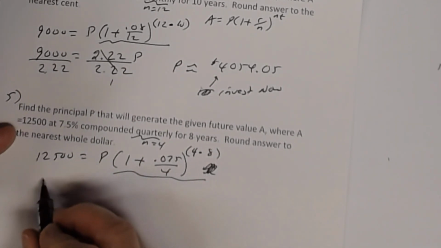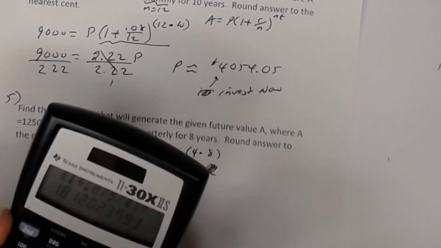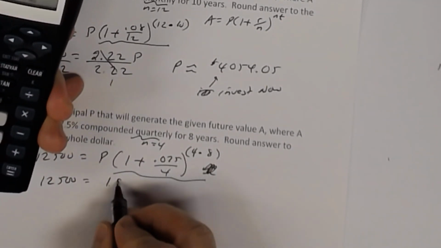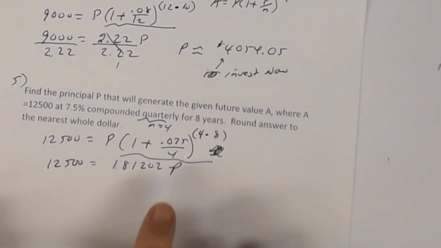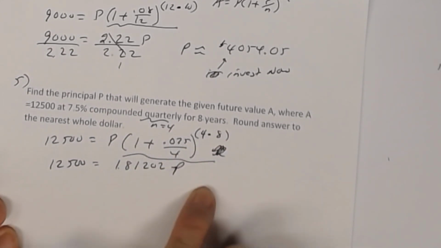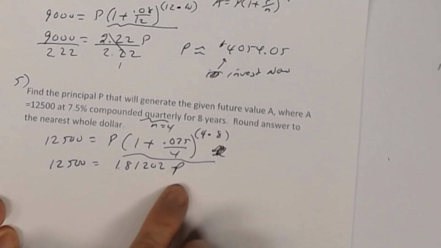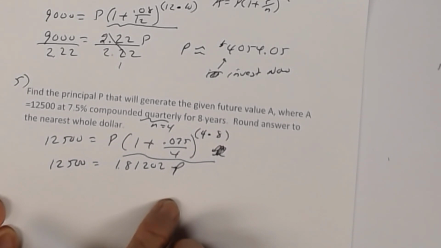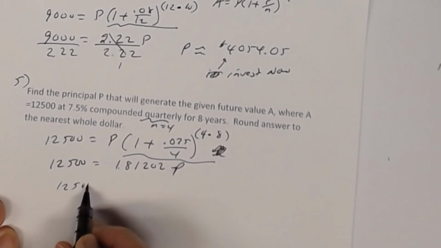Okay, so I'm going to say this: 12,500 equals, and then I'm going to rewrite this part as 1.81202 times p. The more digits you have, the better your approximation for p. The more digits you have here, the better your approximation for t. So if you had just used 2, then that would not be a very good approximation. All right, so then to get p by itself, let me go ahead and rewrite this.